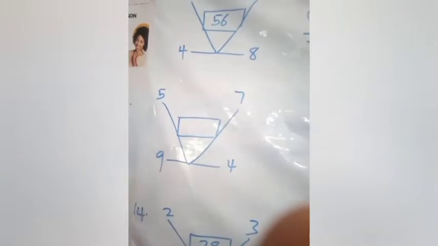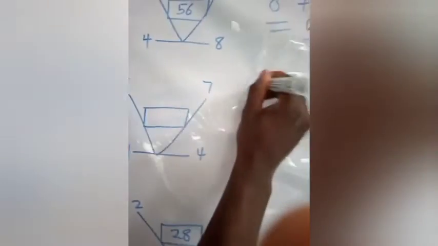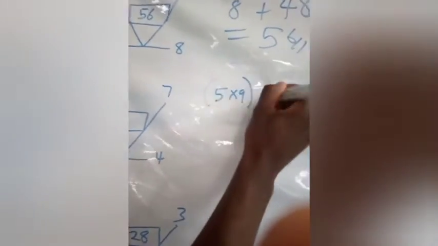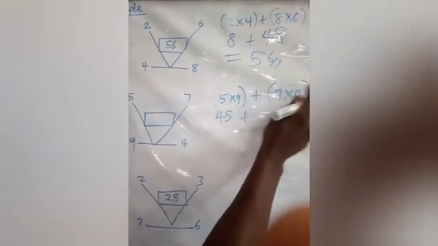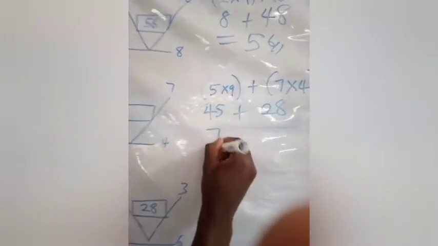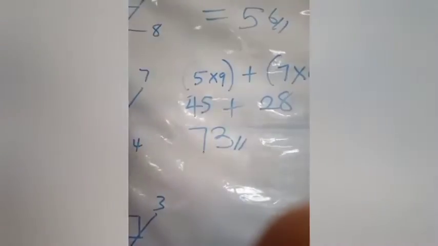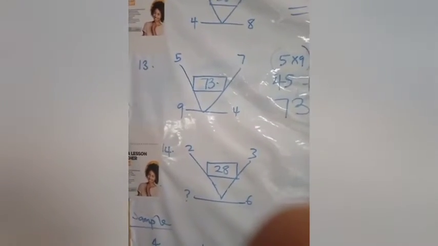So let's go straight to question 13. So to obtain the figure here, it becomes what? 5 times 9 plus 7 times 4. 5 times 9 gives us 45. 7 times 4 gives us 28. So when we sum this up, in total it gives us 73. So we write this here, 73.